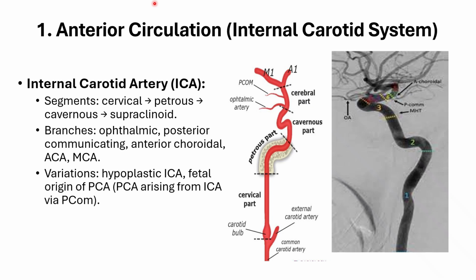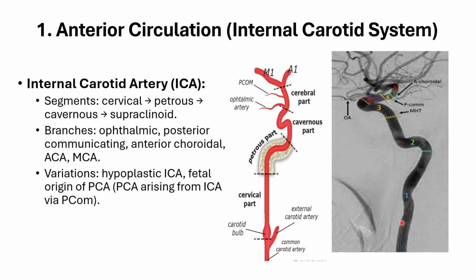Now the anterior circulation, that is the internal carotid system. The ICA is the major supplier to the brain and its journey is divided into the cervical part, petrous part, cavernous part and the cerebral part or supraclinoid part. And the main branches of the ICA are the ophthalmic branch, posterior communicating artery, anterior choroidal artery, and the terminal branches are the ACA and MCA.